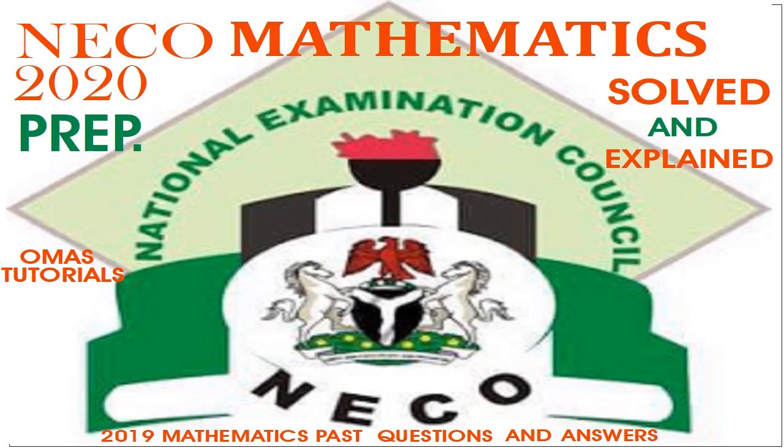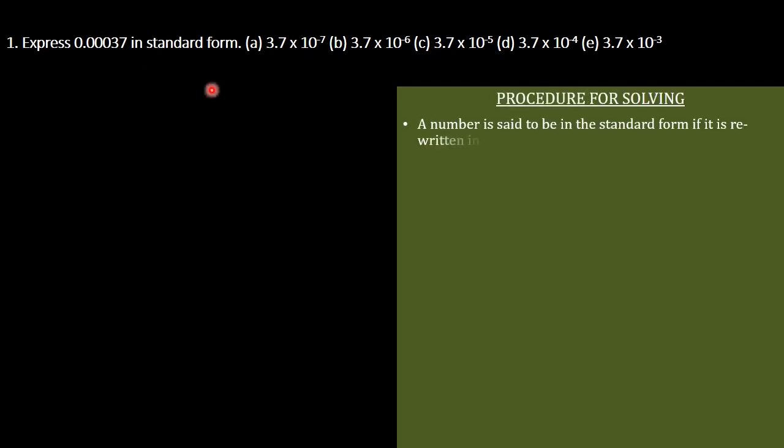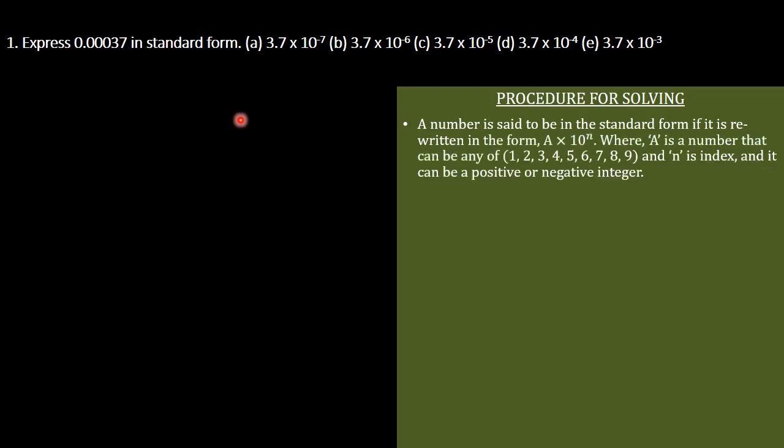Question 1. Express 0.00037 in standard form. Here is the procedure for solving this. A number is said to be in standard form if it is rewritten in the form a multiplied by 10 raised to power n, where a is a number that can be any of 1, 2, 3, 4, 5, 6, 7, 8, 9, and n is the index, and it can be a positive or negative integer.